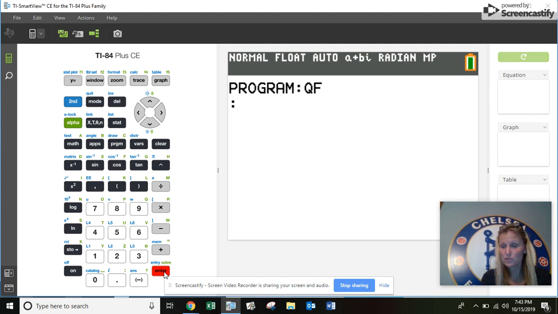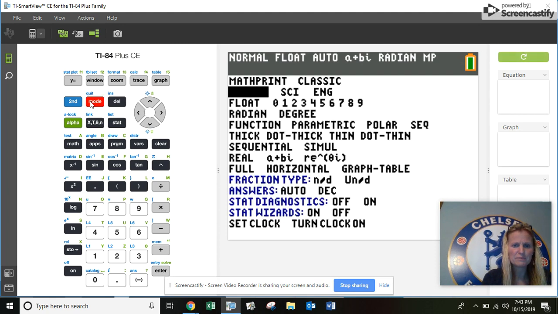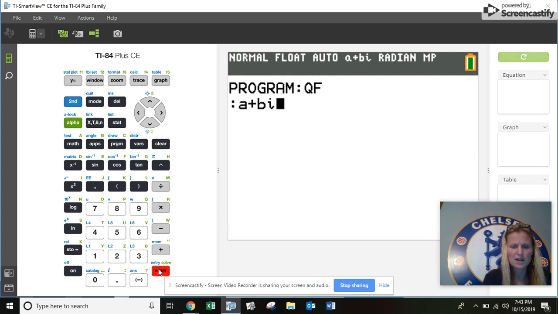All right, the first thing I'm going to do in the program is make sure that it can handle imaginary numbers. And since everybody already knows what the i is, we should be okay if it shows it. So we're going to hit mode here at the top, scroll down until we see a plus bi. Yours might not be down as far as mine, but you go on a plus bi and you hit enter. Again, that just makes it so if we get an imaginary number answer with the quadratic formula, it will show an answer instead of giving us an error.